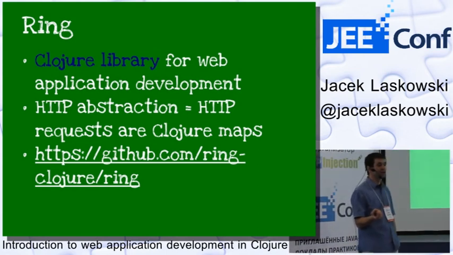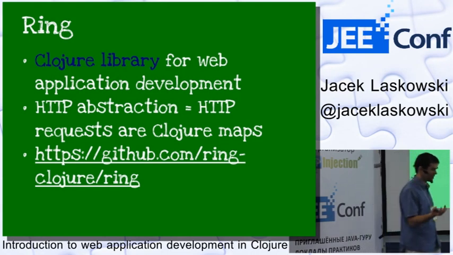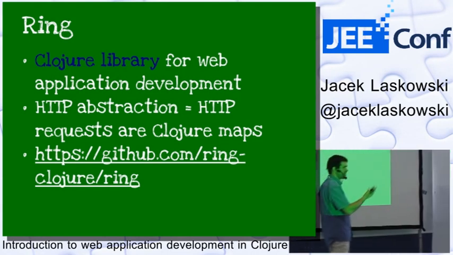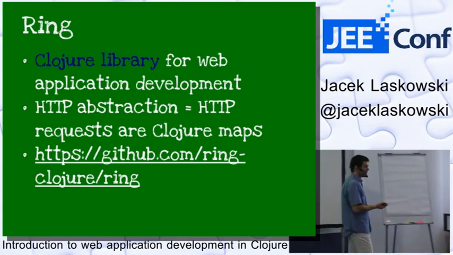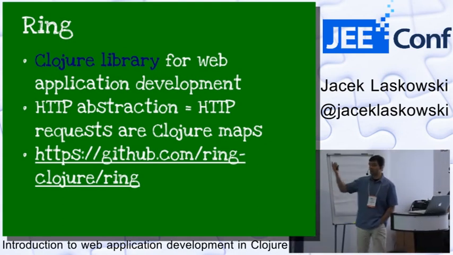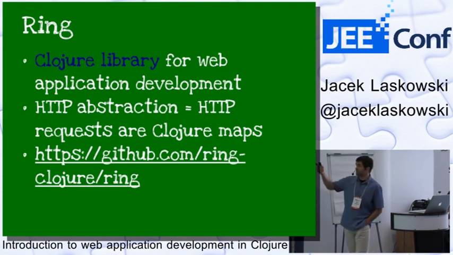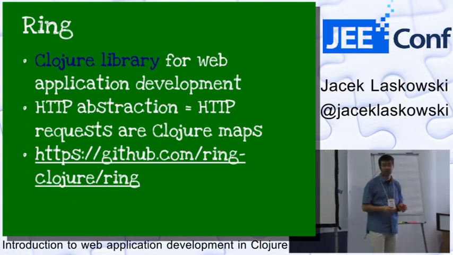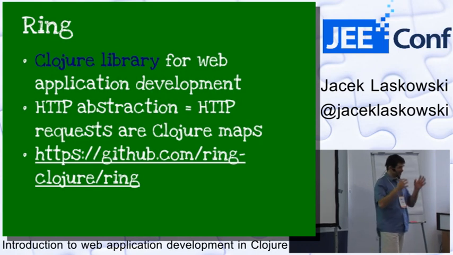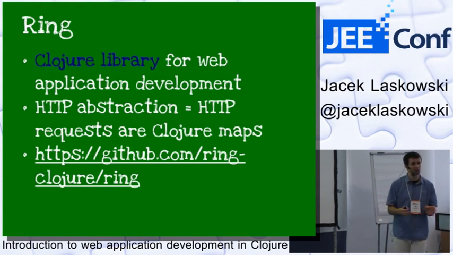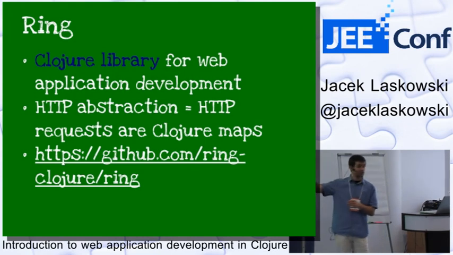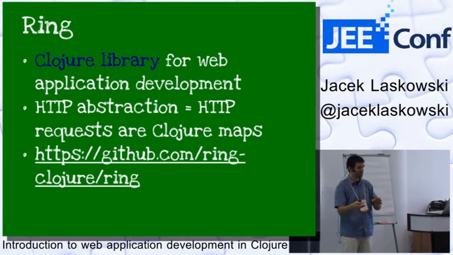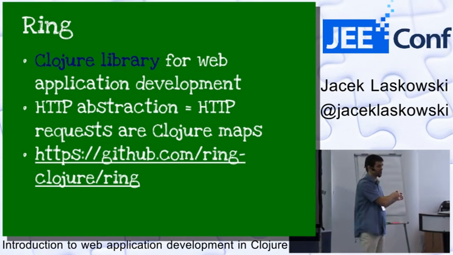So what's a Ring? Ring is a library. It's not a framework. It's a library. You can install it as any other Clojure library, and it's a library for web application development. It sounds bizarre because there are plenty of web application development libraries, but this library is a foundation for other libraries in Clojure because Ring transforms your requests into maps, and then your maps to responses.